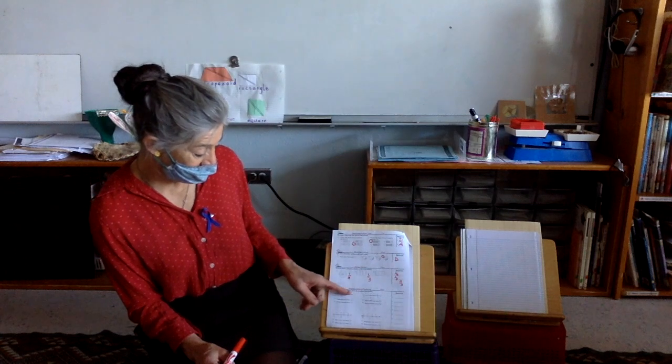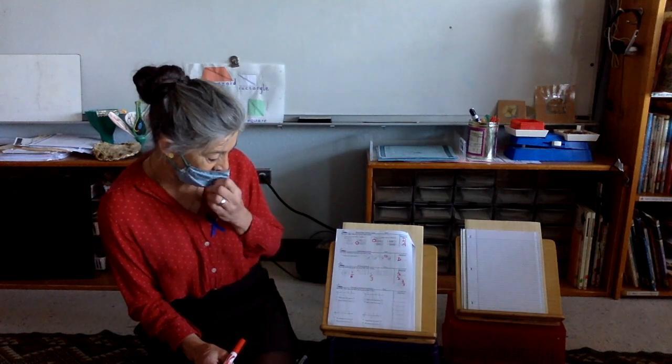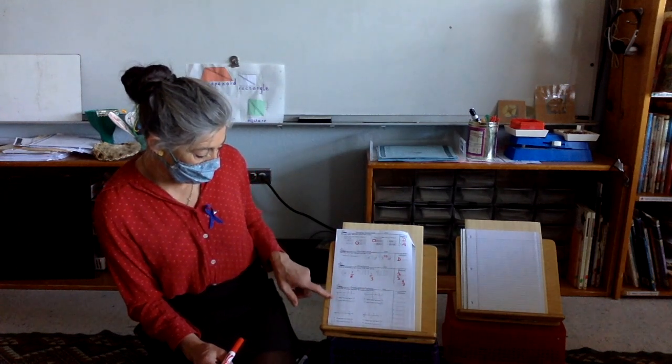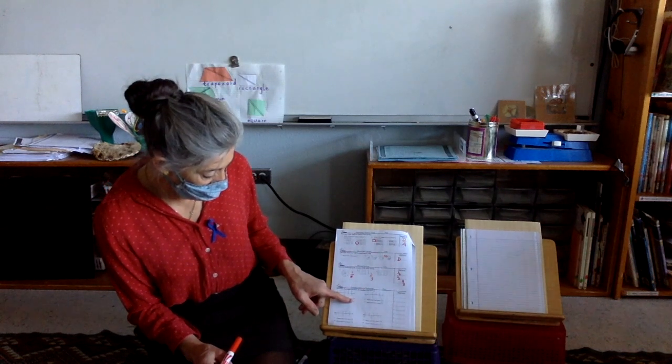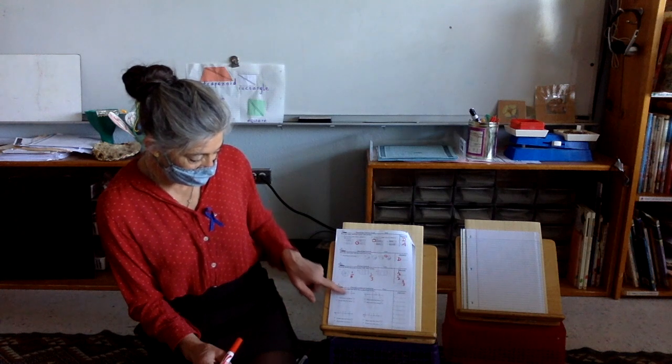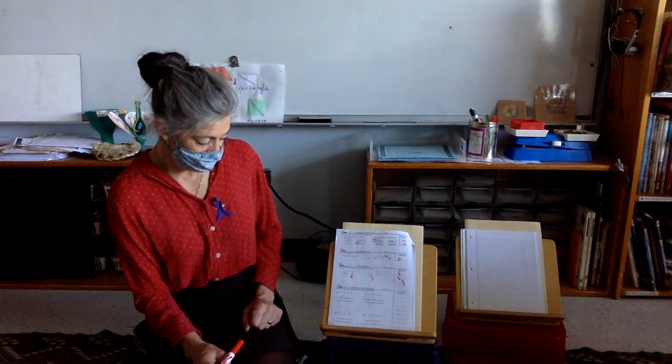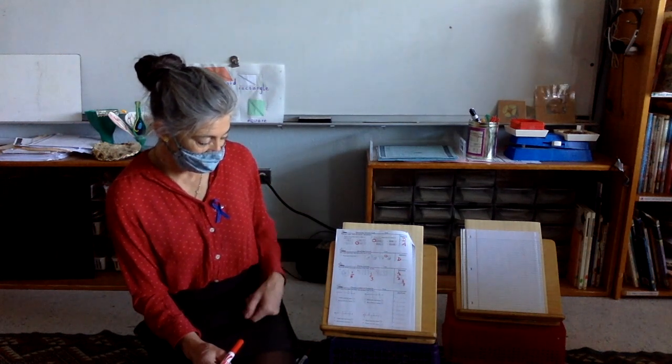Determine which letter best shows the location of the fraction. So, number 1, which letter best shows 2 halves? A, B, C, or D? Look at the number line. Which one shows 2 halves?